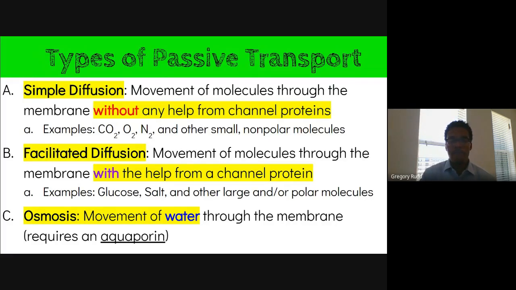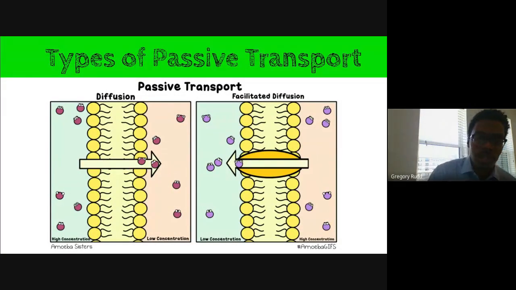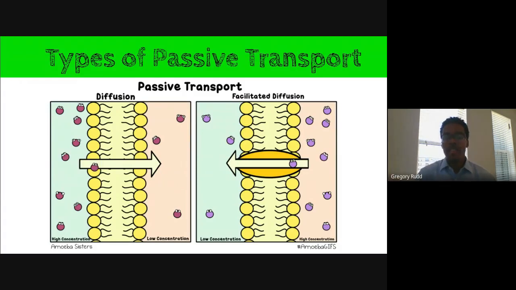Okay, moving on. So these animations really depict what happens in these two different types of passive transport. We don't have osmosis here. We will talk much more about osmosis tomorrow. In fact, the entire lesson tomorrow is about osmosis. But these other two types of passive transport, we've got simple diffusion on the left and facilitated diffusion on the right. Simple diffusion, as you can see, those molecules, they just simply move through the membrane by themselves. There is no tunnel, there's no channel protein that they move through.